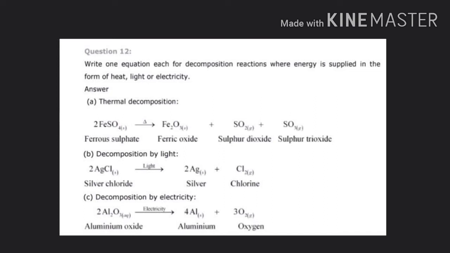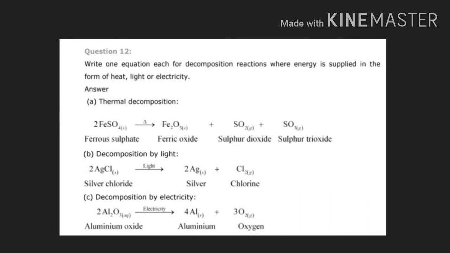So first one is thermal decomposition, that is for your heat. So one example is ferrous sulfate FeSO4 takes heat and breaks down into Fe2O3, that is your ferric oxide, plus sulfur dioxide plus sulfur trioxide. We saw this example in decomposition. Then for second one, decomposition by light, you have the example of silver chloride, AgCl. So that in presence of simple light, it breaks down into silver and chlorine. Silver is Ag and chlorine is Cl2. Balance these equations on your own again.